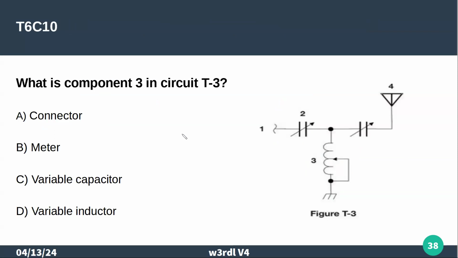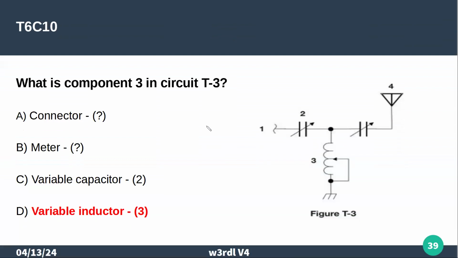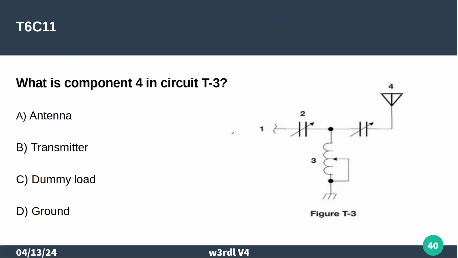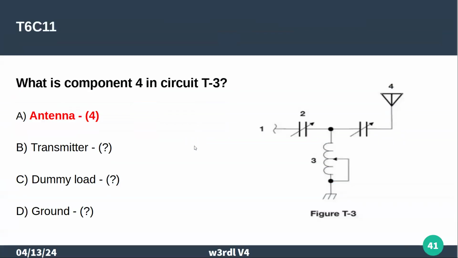So what is component 3 in circuit T3? Delta. What is component 4 in circuit T3? Alpha. Our antenna.